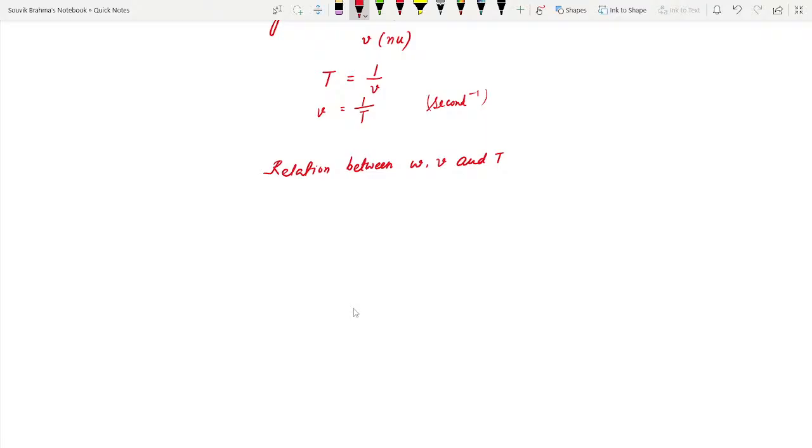Acha. Now you see one thing. By definition of the time period, what is its definition? A particle completes one revolution in capital T time, isn't it? So a particle completes one revolution in capital T time.